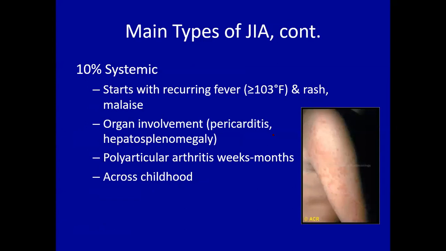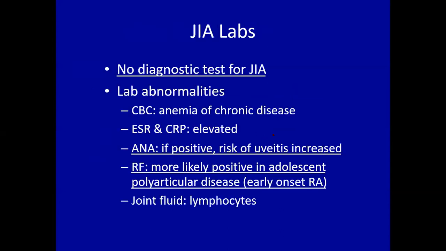Main types of juvenile arthritis, 10% are systemic. They may have other areas other than just the joints that are affected. They're going to have this fever and a rash. There are no diagnostic tests. We just have a good history that fits. We may have a positive ANA. That's going to put them at increased risk of uveitis. And their RF is more likely positive in adolescents.